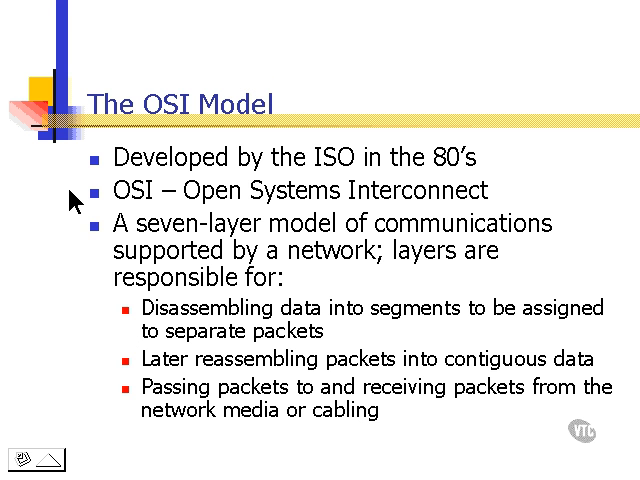The OSI model is a 7-layer model of communications, and the layers are responsible for disassembling data into segments to be assigned to separate packets, and then later reassembling the packets into contiguous data. The model is also descriptive of passing packets to and receiving packets from the network media or the cabling. So let's look closer at the OSI model.